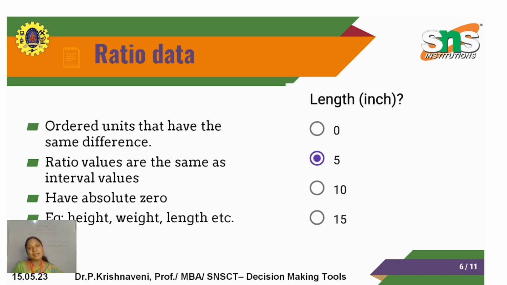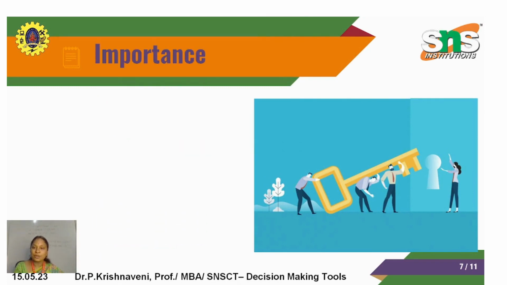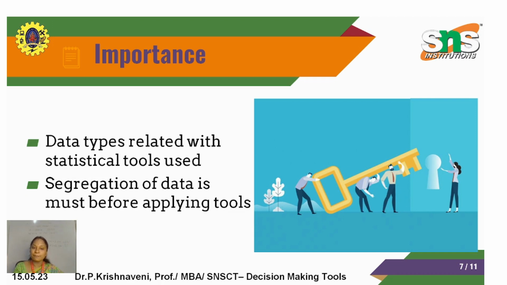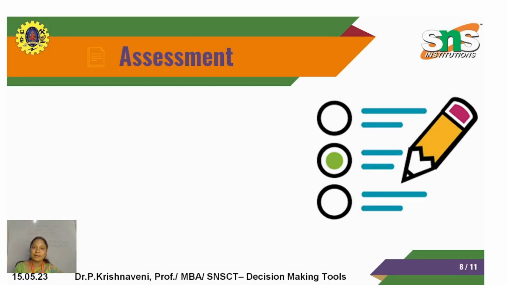In SPSS, when we are defining the measure of scale, we have three options: nominal, ordinal and scale. The interval and the ratio are to be counted under the scale category. That is to be taken into account. So we want to understand the data types, which are related to the statistical tool that can be selected by the researcher. It is very, very important, and the segregation of data should be done before applying tools to the data. That's why we are looking at data types.